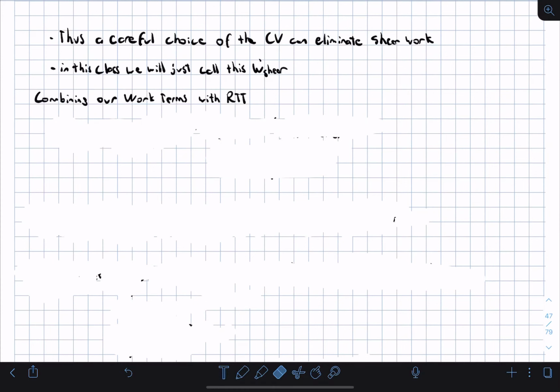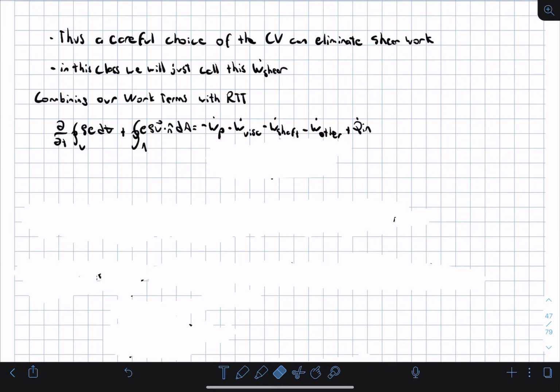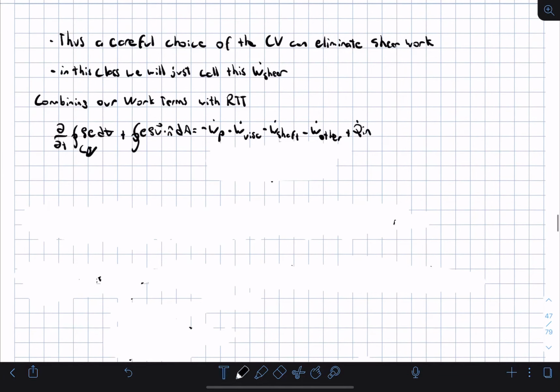Okay. So now let's combine our work terms to the RTT version of the conservation of energy. And so that means we have the time rate change of energy in the control volume plus the net flow of energy out of the control surface, CV, not CS, CS, is equal to the work done by pressure minus the viscous work, basically minus shaft work that can be going out, minus other forms of work, plus the amount of heat going in.